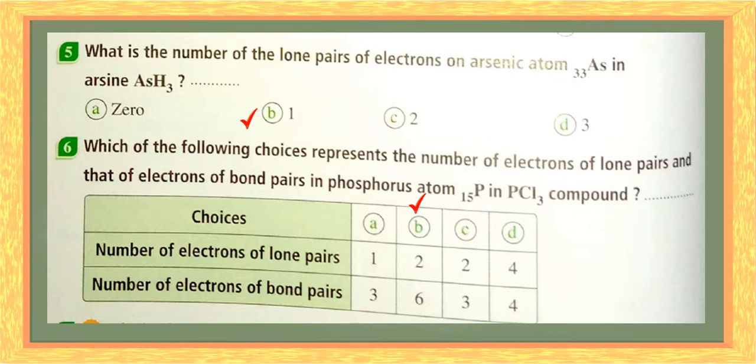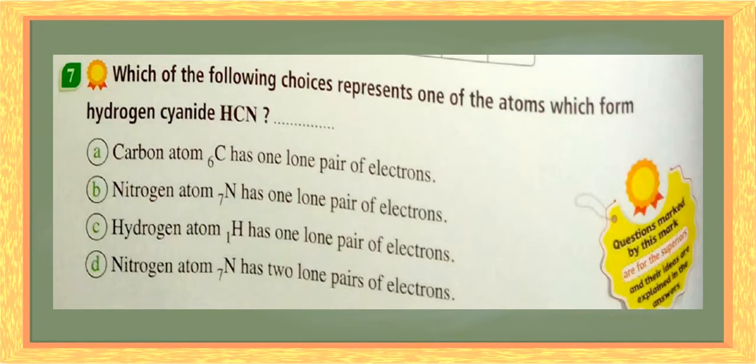Let's go to question 7. Question 7 says: which of the following choices represents one of the atoms which form hydrogen cyanide, HCN? We have carbon, nitrogen and hydrogen. Starting with carbon, the first choice: carbon atom C6 has a lone pair of electrons. No. Carbon does not have two lone pairs.